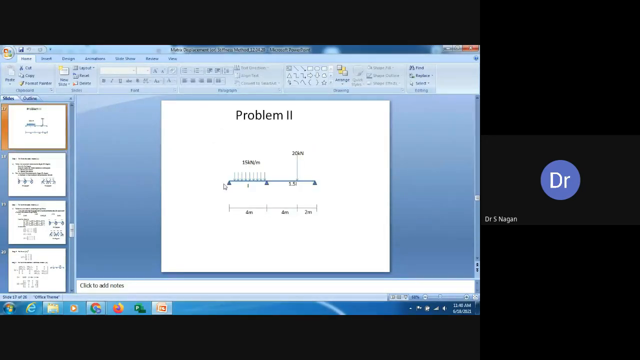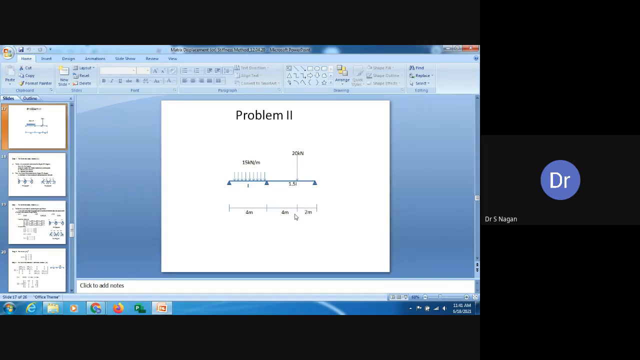This is the next problem. Say we have a two span continuous beam with 15 kN per meter on the span AB, and here we have I variation also. This is I and this is 1.5. We have 20 kN applied at 4 meters from here and 2 meters from here.